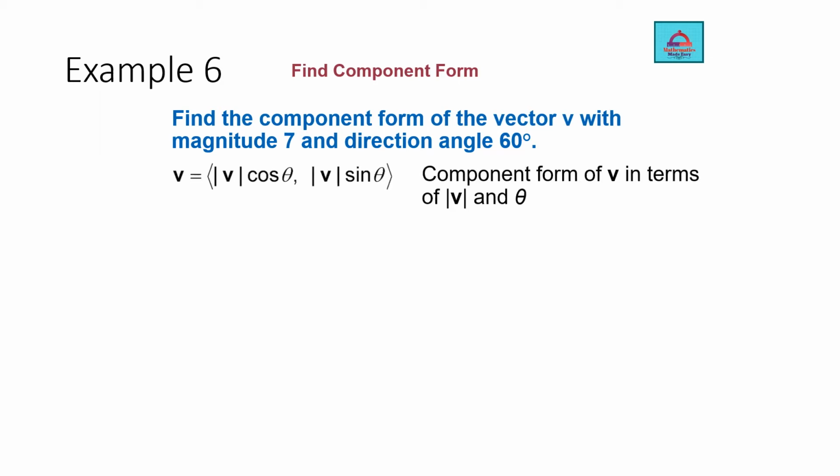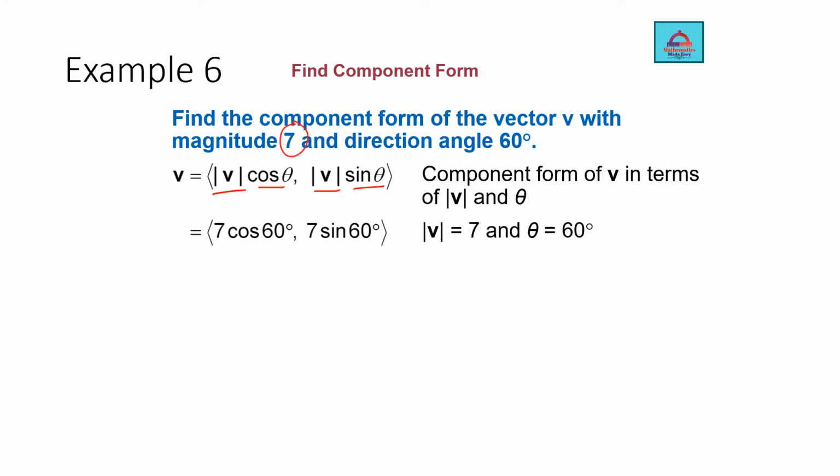If you recall, then we can find the component form by the x component using cos, and the vertical component using sine. So absolute value of v, that is the magnitude of v, cos theta. I'm just going to highlight. So this is magnitude of v cos theta, magnitude of v sine theta. This is the component form. So just plug in the values.